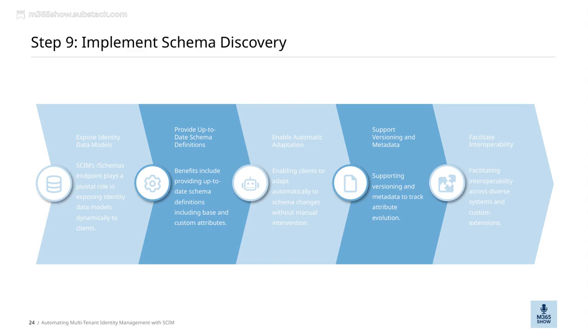Supporting versioning and metadata allows us to track how attributes evolve over time, making it easier to manage changes without disrupting services. By enabling automatic adaptation, clients can adjust seamlessly to schema updates without requiring manual intervention, which saves time and reduces errors. One of the main benefits here is that we can provide up-to-date schema definitions, including both base and custom attributes, ensuring everyone has the latest information.